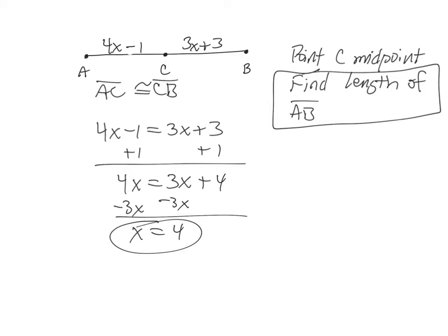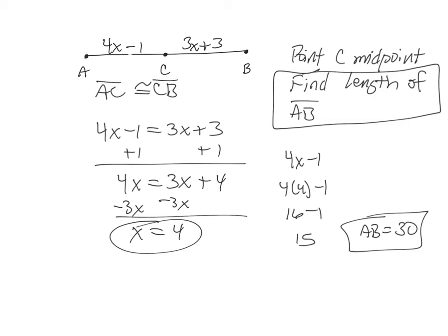And you could plug it into the whole thing, but I like to be what I call constructively lazy. Well, I have 4x minus 1. If I plug in 4, 16 minus 1 is 15. Well, that means from A to C is 15, and so is it from C to B is also 15. So I could just say AB equals 30. So if you wanted to plug it back into both of them, you could get the right answer, but you don't need to.